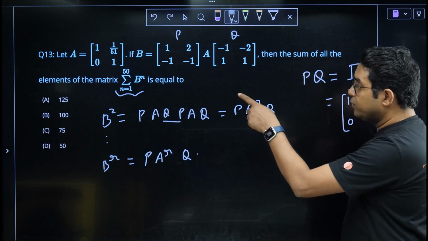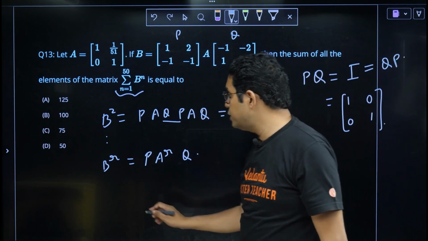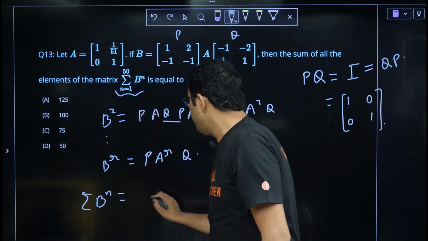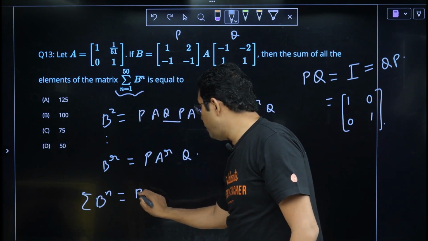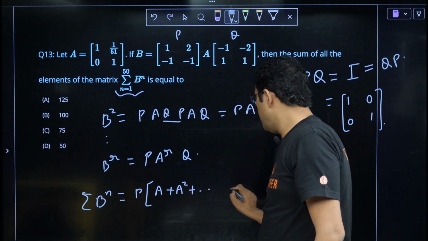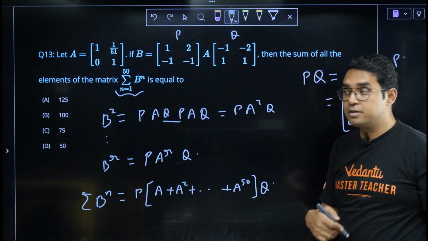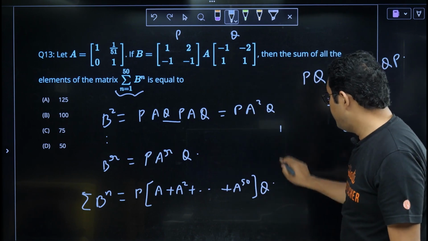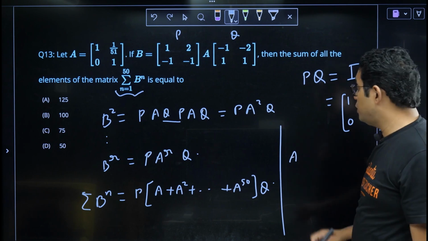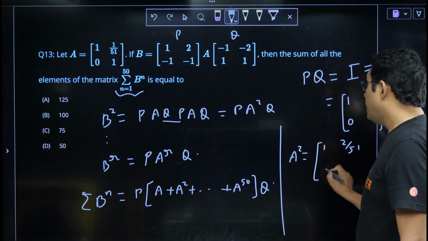Okay, now we have to add all such powers of B, B power 1 plus B power 2 and so on. So this summation that we are looking for, B raised to the power n, will be equal to, we can take P common here and write A plus A square and so on plus A raised to the power 50, into Q. Now the next thing is how to find the power of A. You can use some observation also, like if I do A square, it becomes equal to 1, 2 upon 51 and 0 and 1 here.